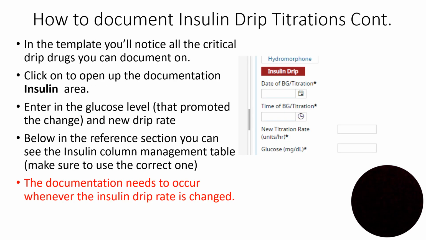In the template, you'll notice all critical drip drugs you can document on. Click to open up the insulin documentation area. Enter in the glucose level that prompted the change in the new drip rate. In the reference section, you can see the insulin column management table. Make sure to use the correct one. The documentation needs to occur whenever the insulin drip rate is changed.